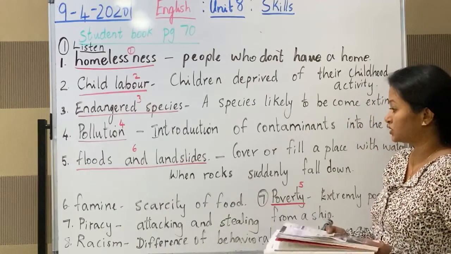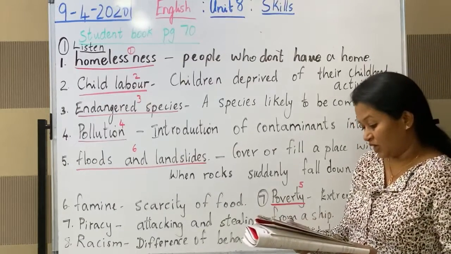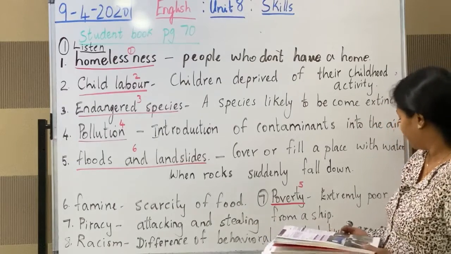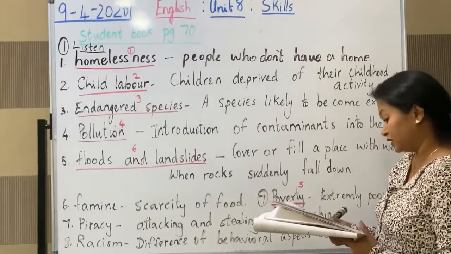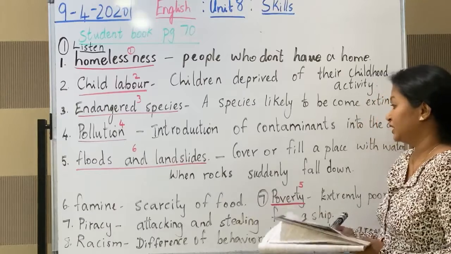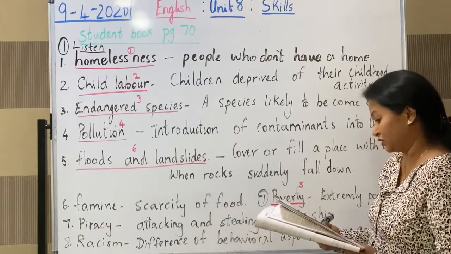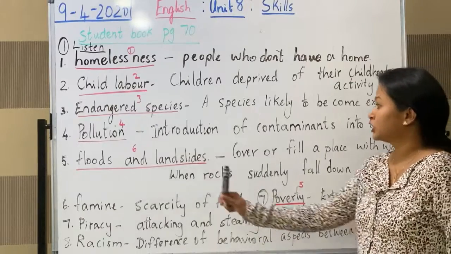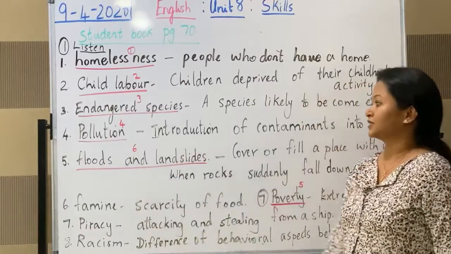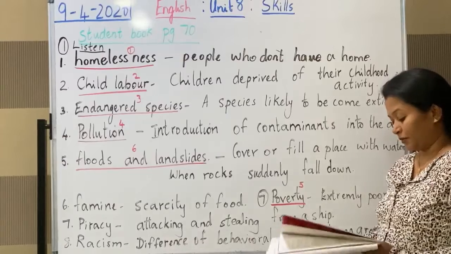And then number 6. What do we see in number 6 here? In picture number 6, we see floods, right? Floods and landslides. So mark floods and landslides as picture number 6.